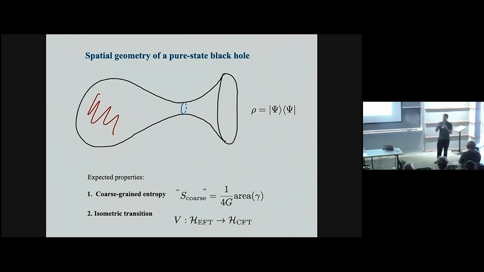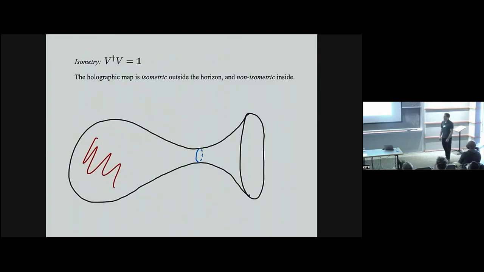And the point of the isometric transition is that there's a qualitative difference in the holographic map depending on whether things are outside the black hole or inside the black hole. It's an isometric map outside the black hole and non-isometric inside. So an isometry is a map that satisfies this condition, V dagger V is equal to the identity. In other words, V is a faithful embedding of the bulk theory into the boundary theory. And by imposing that it's an isometry, this guarantees that everything that you calculate on the bulk side will agree with the things that you calculate on the boundary side. It's a structure-preserving map.